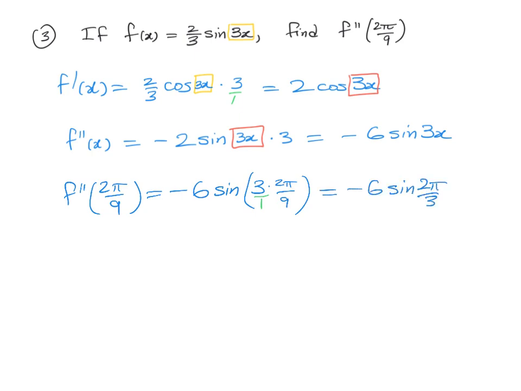And of course, from trigonometry, we know that sine of 2 pi over 3 is root 3 over 2. So it's negative 6 times root 3 over 2. Again, the negative 6 technically is negative 6 over 1, so I can simplify that and end up with negative 3 square root 3, because the negative 6 and the 2 partially cancel. And that's finally the f double prime value of 2 pi over 9, or the second derivative evaluated when x is 2 pi over 9.